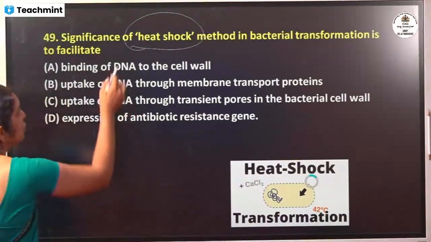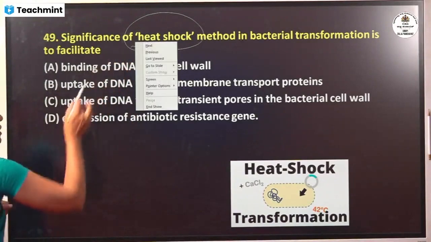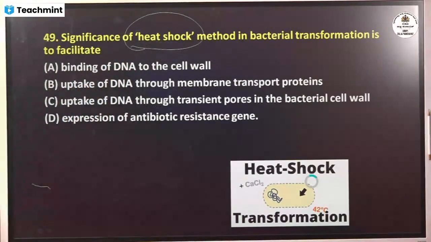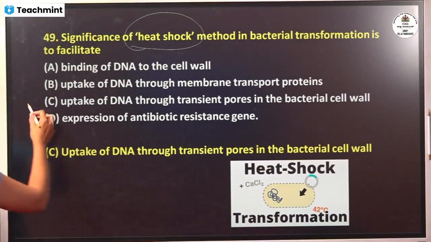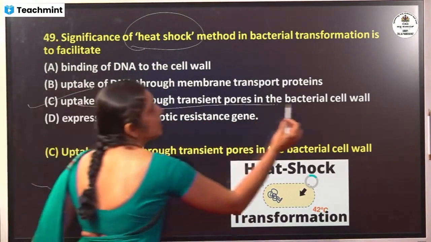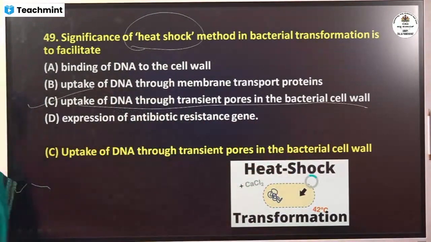So why do you give the heat shock in the case of your bacterial transformation? The option over here is C, for the uptake of DNA through the transient pores of the bacterial cell wall. So option is C over there.